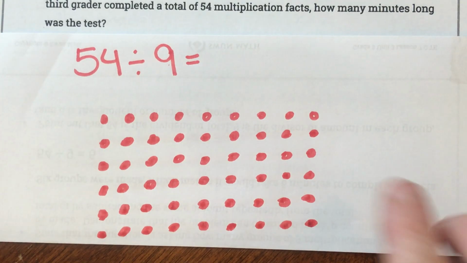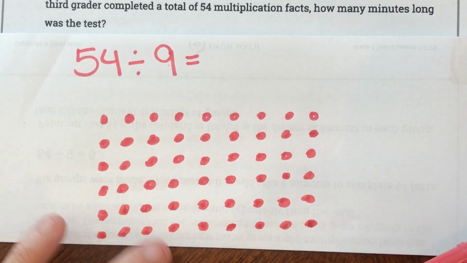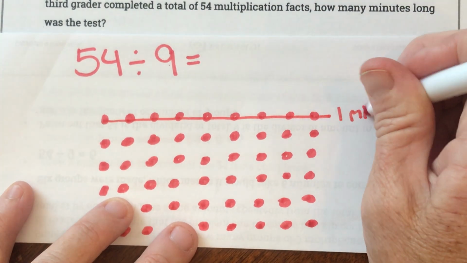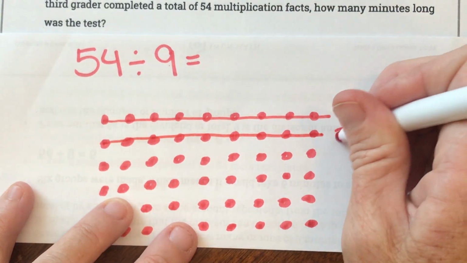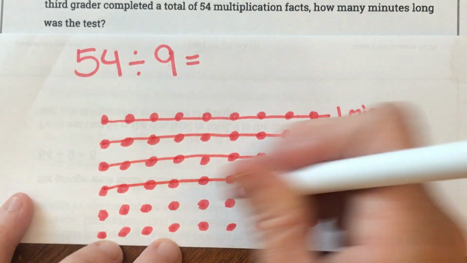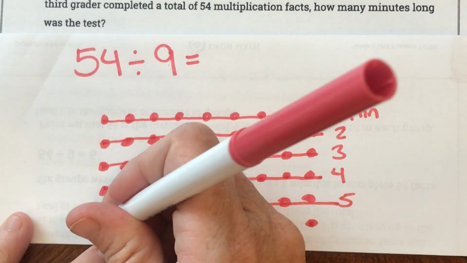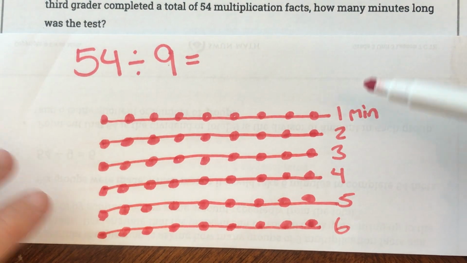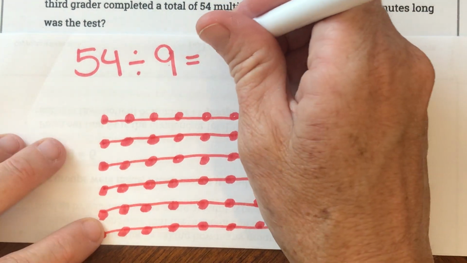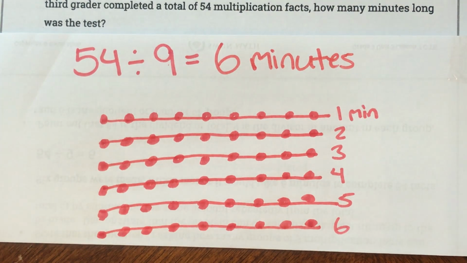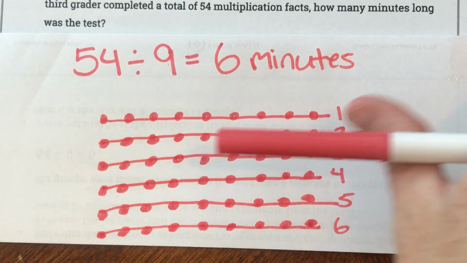Okay, so those are the 54 problems she did. Well, let's see what she did. She did those in 1 minute. This was in the second minute. This was in the third minute, the fourth minute, the fifth minute, and the sixth minute. So if she did 54 problems and she did 9 problems in a minute, she spent 6 minutes doing her test. Okay, let's look at another one of those.